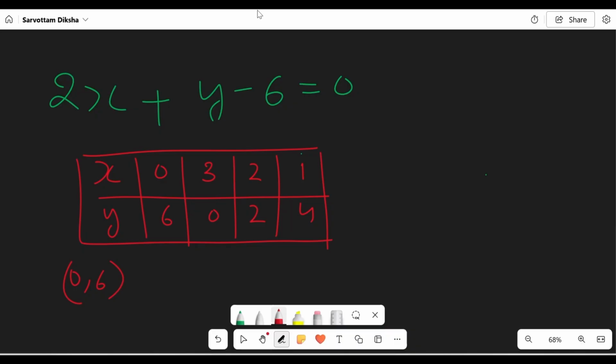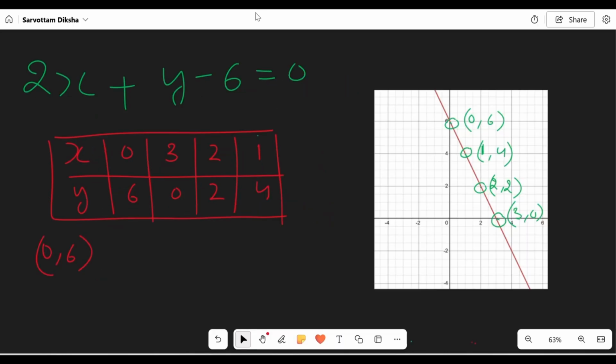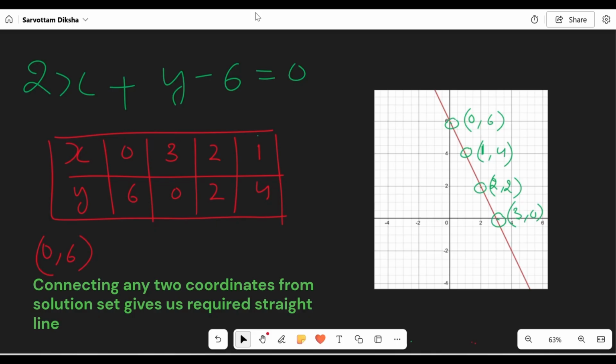If I plot it on a graph, let's see what happens. So I am getting a straight line here. Yes, if I plot all the solution set of an equation, I will always get a straight line. Basically, to get a straight line, two solutions are enough.